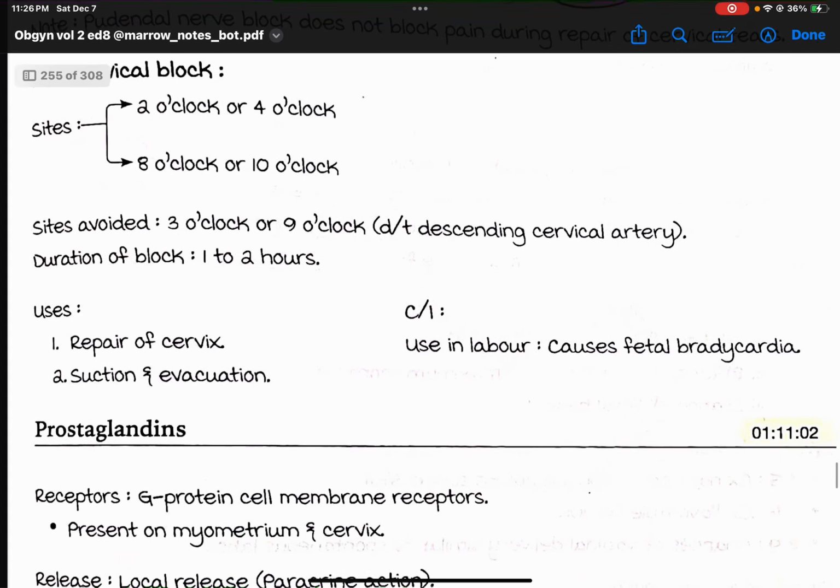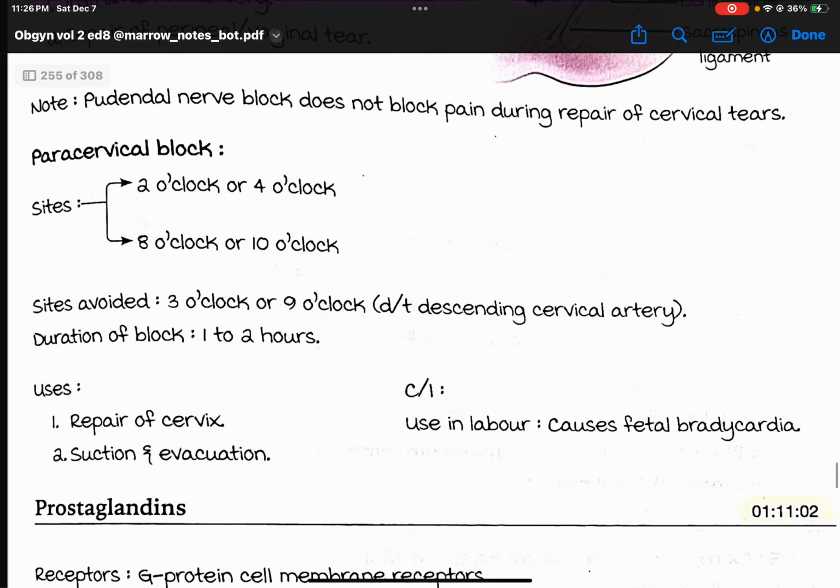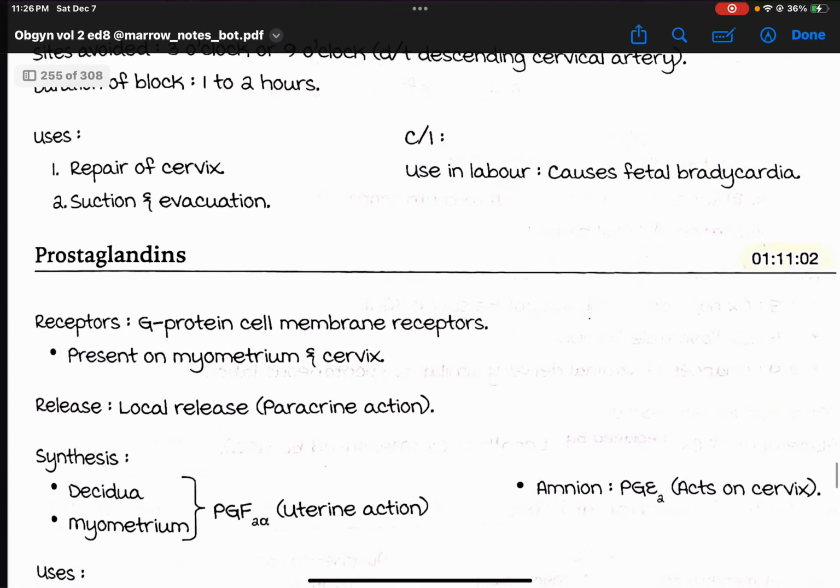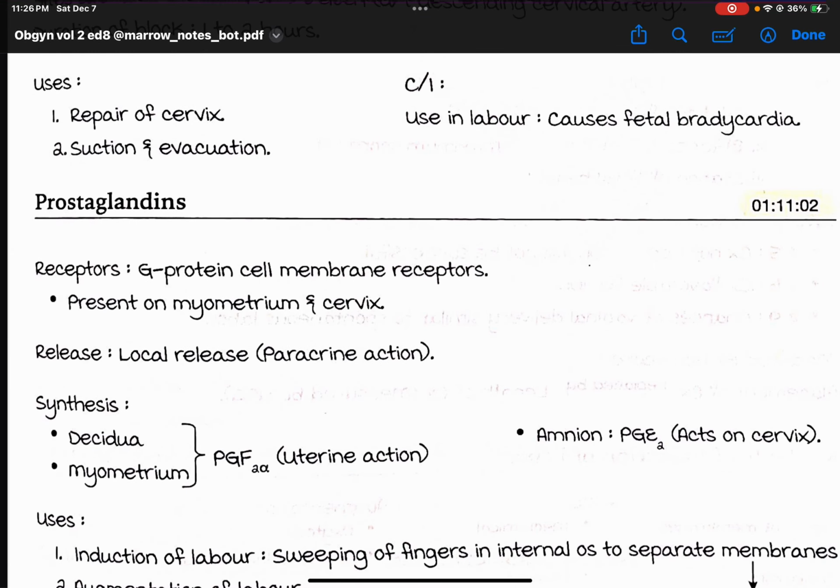Paracervical block. Sites: 2 o'clock and 4 o'clock, 8 o'clock and 10 o'clock. Sites avoided: 3 o'clock and 9 o'clock due to descending cervical artery. Duration of block 1 to 2 hours. Uses: repair of cervix, suction and evacuation. Contraindicated in labor, causes fetal bradycardia.